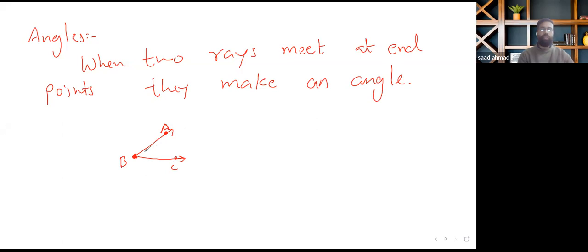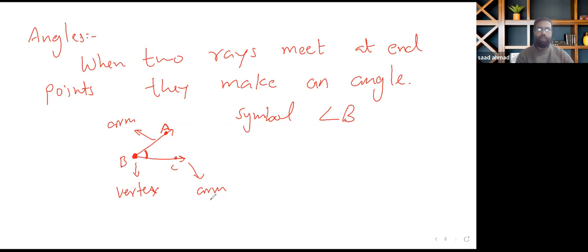Let's say this one is an angle. So we can represent this by the symbol, right? Or if you want to specify the angle, let's say this is angle B. This endpoint where it meets is called the vertex as well. This one is the vertex, and this one is an arm, and this one is also an arm.